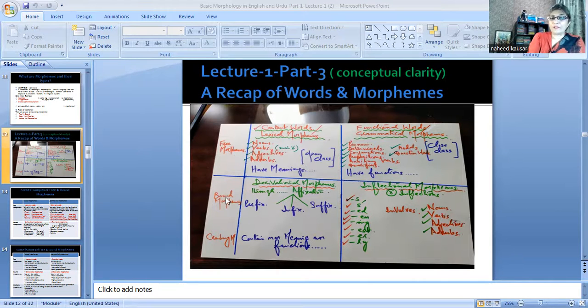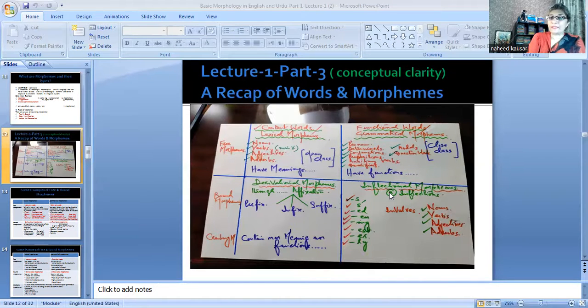Then coming up onto the bound morphemes, I should tell you that these are the morphemes or the morphological elements or the units which participate in making words through derivation or through inflection. Basically, derivation and inflection are two processes through which words are made.